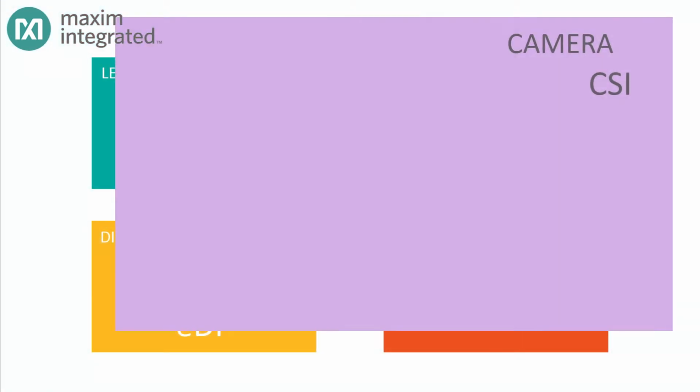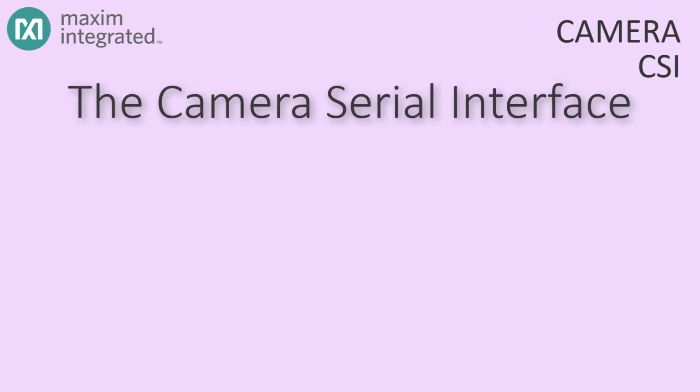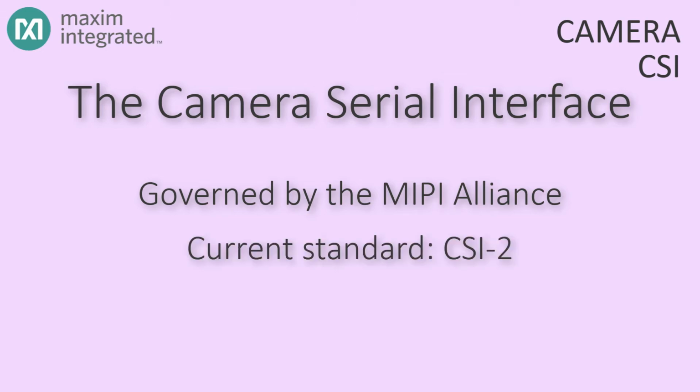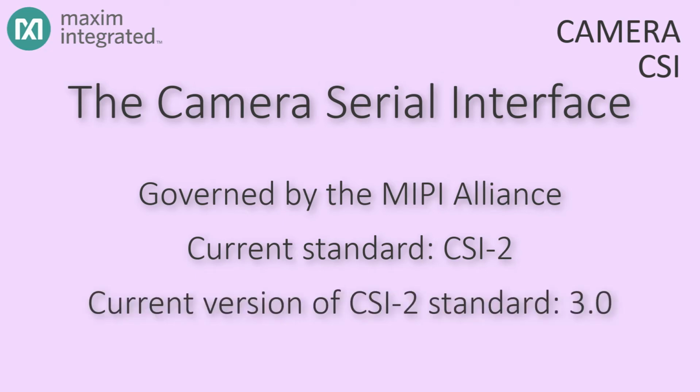Now let's turn our attention to CSI2. CSI, the Camera Serial Interface, is a set of standards governed by the Mobile Industry Processor Interface, or MIPI, Alliance. CSI2, the current interface standard, is a faster and more flexible standard than CSI1. The CSI2 standard is currently at version 3.0 as of 2019.